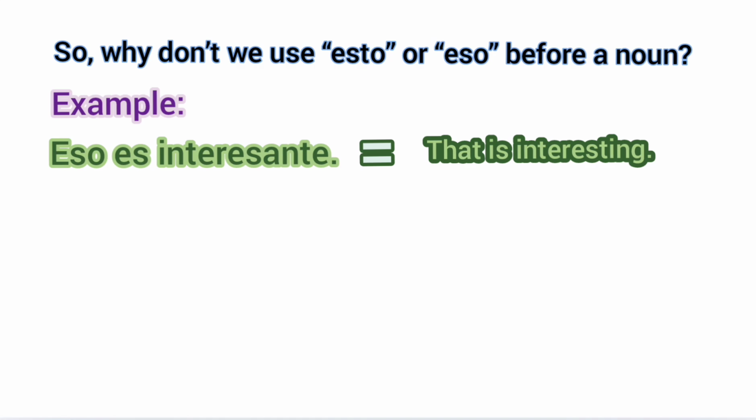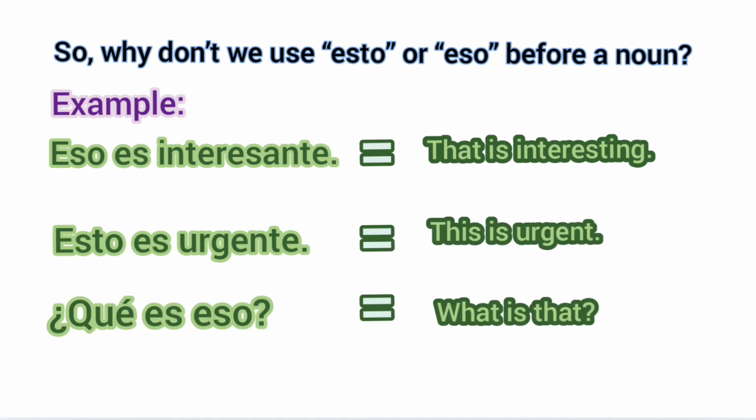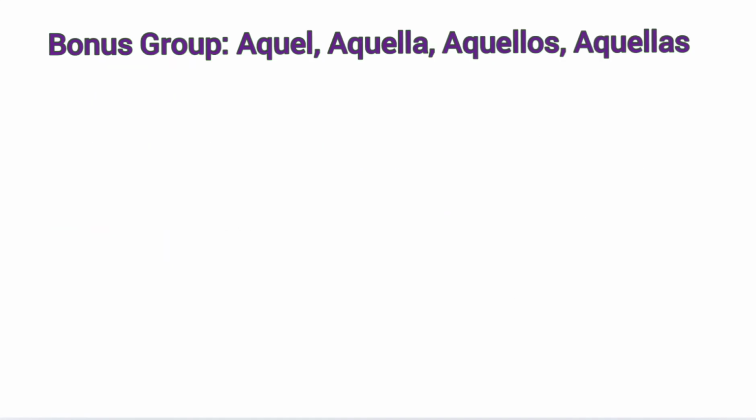Another one, esto es urgente. That means this is urgent. ¿Qué es eso? What is that? But even though they end in O, they're not masculine. They're neutral. Since they talk about concepts, they don't have a plural form either. And we have a bonus group.